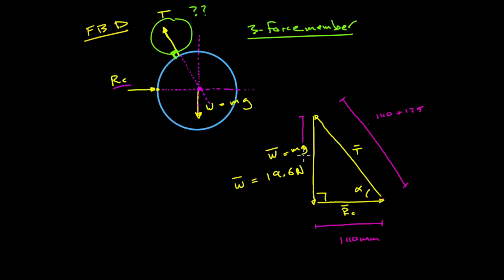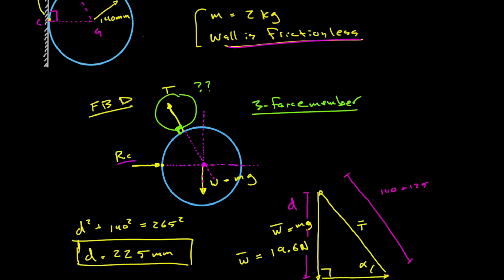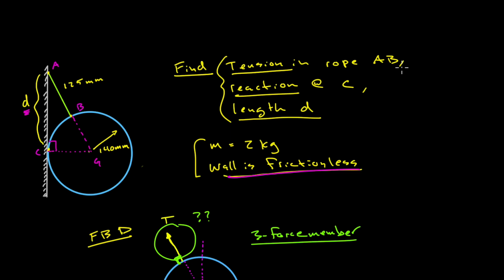So from here to here, we're calling that length D, but we can actually solve for that distance straight away because this is just a right triangle. So just applying the Pythagorean theorem, we can figure out that D is equal to 225 millimeters. So that was one of the 3 questions that we were asked. Another one was to figure out the tension in cable AB.